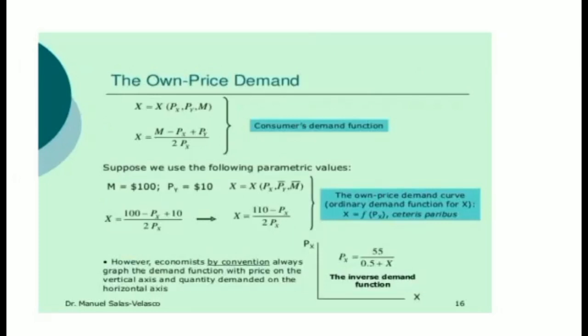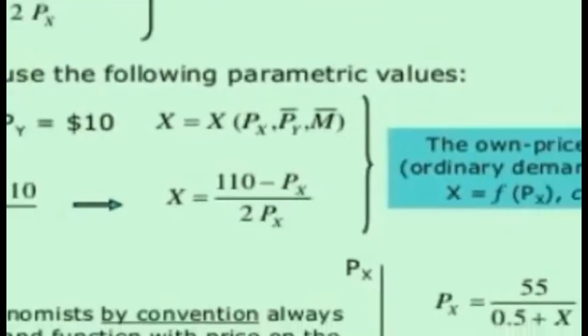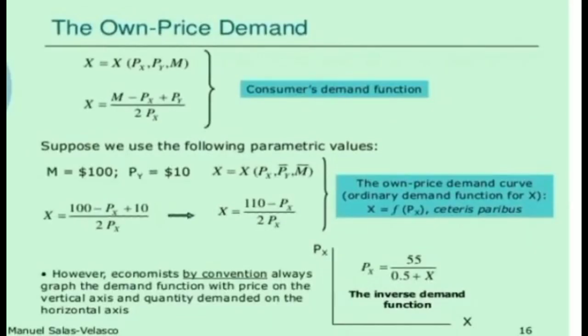So the own price demand. The formula is x = x(px, py, m). Suppose we use the following parametric values. So this is the possible formula that we are going to use if we are getting the own price demand.